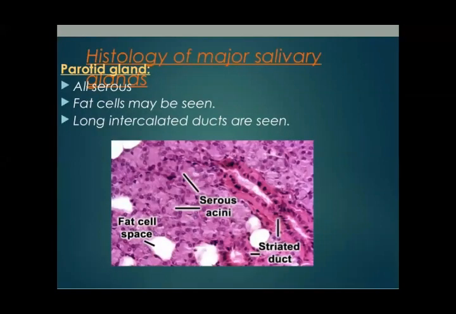Now, histology of major salivary glands. Parotid gland, all serous. Fat cells may be seen, fat cells, and long intercalated ducts are seen, long intercalated ducts are seen.